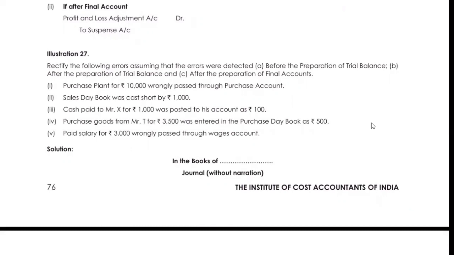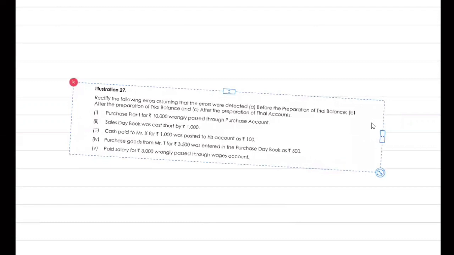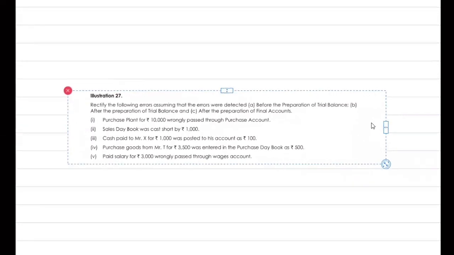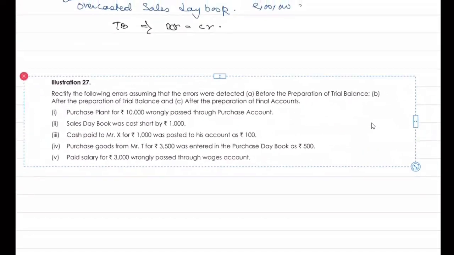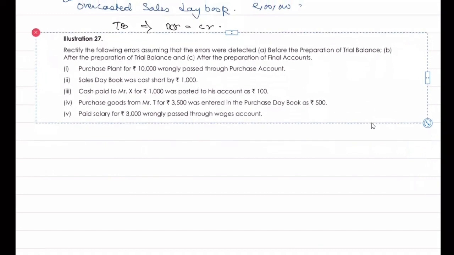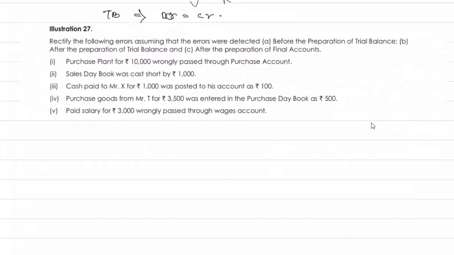Give me a second. I'll just take it to our page. I think it is visible now, correct? Yes, sir. Okay. Now at first we'll solve it as it is before preparation of trial balance.